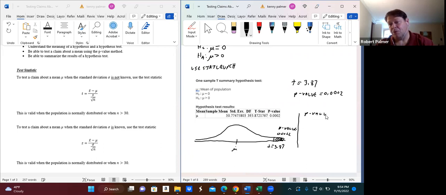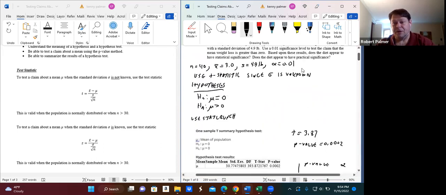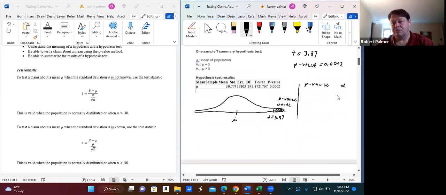Remember, in the p-value method, as you've seen in the previous 2 videos, we compare the p-value to alpha. Our alpha for this test was 0.01. And our p-value, as we said, was 0.0002. Clearly, that's less. In fact, it's much smaller. So in this case, we will reject the null hypothesis.